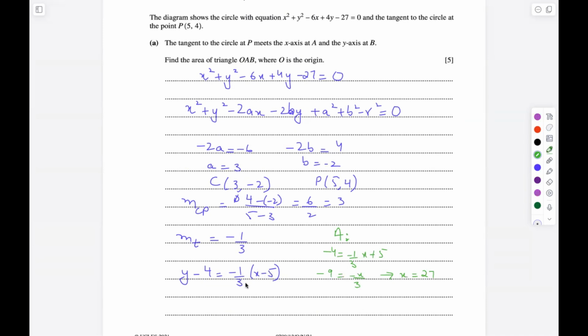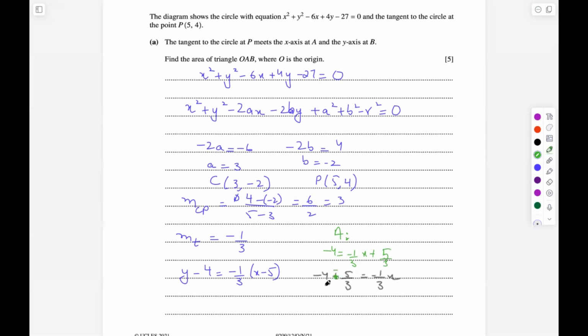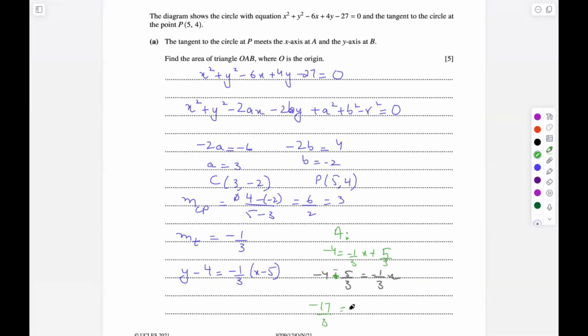So this 5 should have also been multiplied by 1 upon 3, and this would have become a plus 5 upon 3. So minus 4 plus 5 upon 3 is equal to negative 1 upon 3 x. Minus 4 plus 5 upon 3 will be minus 12 plus 5, which is minus 17 upon 3, equal to minus 1 upon 3 x. 3 and 3 will cancel. So the x coordinate will be equal to 17.